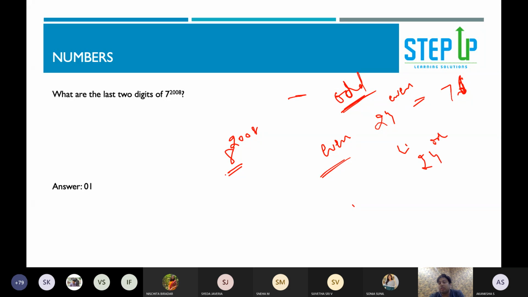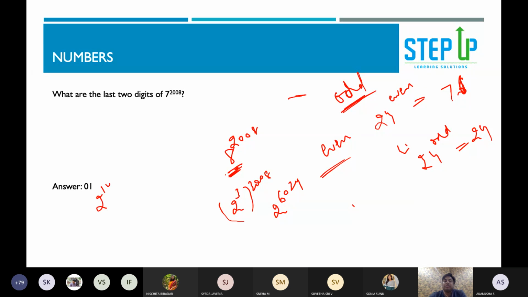24 power odd, last 2 digits always 24. Okay. Now you give me the question 8 power 2008. I'll write it as 2 power 3 raised to power 2008, which is nothing but 2 power 6024. Any doubt in this thing? No, I know that thing.